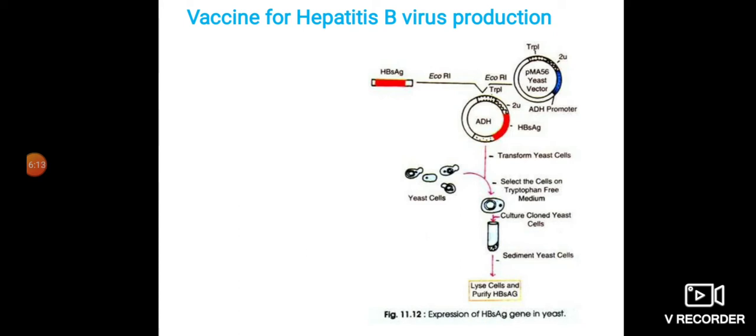They select those particular cells which are able to grow without tryptophan, isolate them, and sediment them. They are going to use them for the production of the hepatitis B surface antigen. So those cells which are producing this antigen are selected, lysed, and then the antigen protein is purified and used commercially.